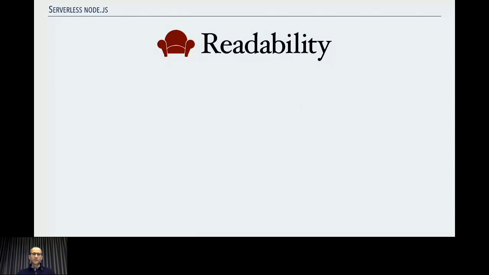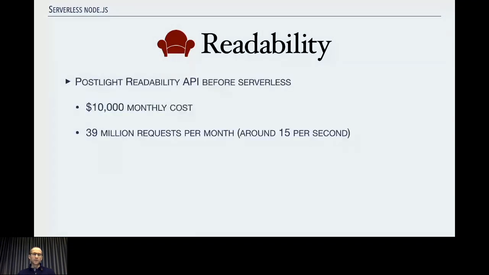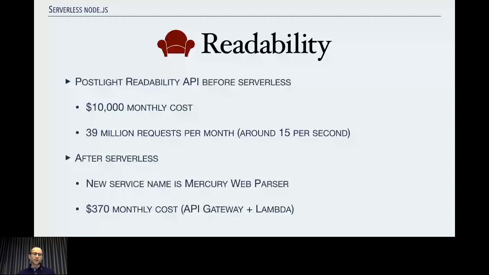And before going serverless, they had their API with around 39 million requests per month, which gives around 15 per second. And it was actually a quite huge cost for them, because it was around 10 grand per month. And after going serverless, they changed their service name, but the cost was reduced greatly to around $370 per month. And it included also API gateway service, which was used together with Lambdas.